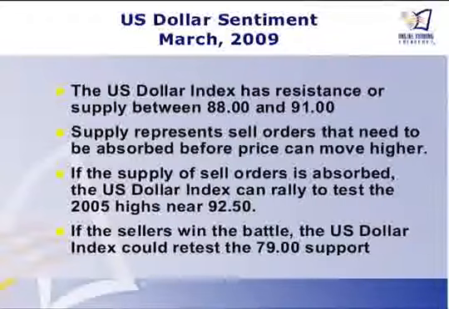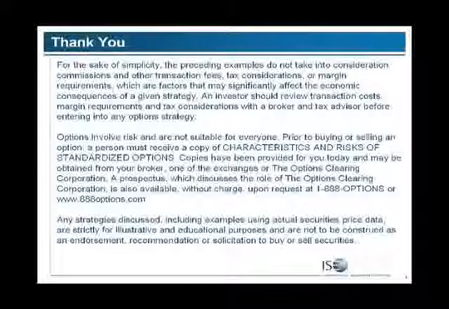There's a logical reason for this. The reason we aren't rallying past 88 to 89 is because there's supply up there that needs to be absorbed. Supply are leftover sell orders that need to be absorbed before price can move higher. The reason that price moves up and stops all of a sudden is because price is moving higher looking for sell orders to shut off the buyers. So if and when the supply of sell orders is absorbed, then the dollar index will be able to rally up and test the 2005 highs near 92.50. But if there are too many sellers, then we'll probably come back down and retest that 79 support. Okay?